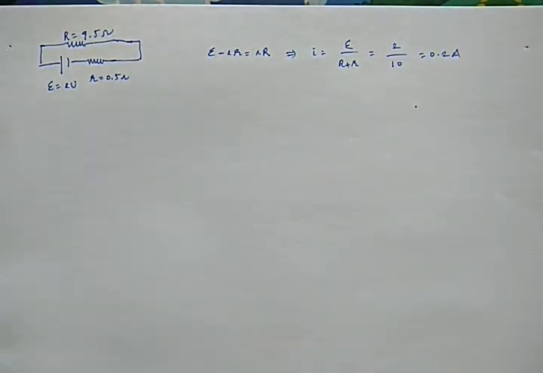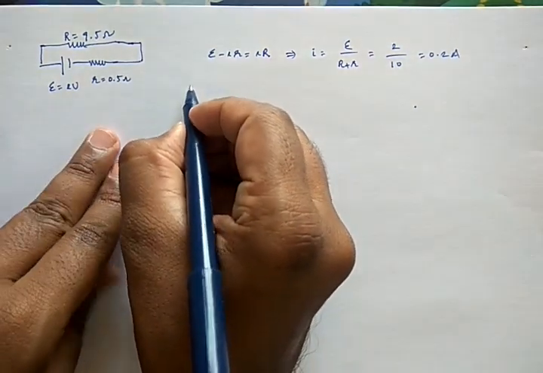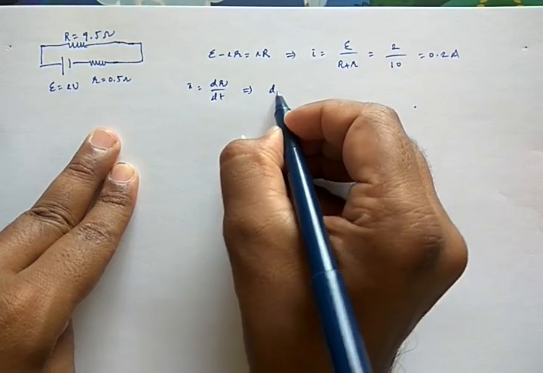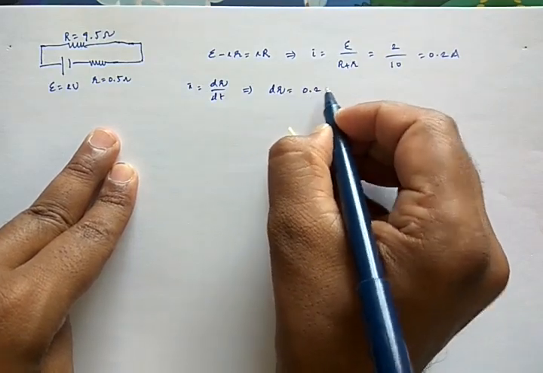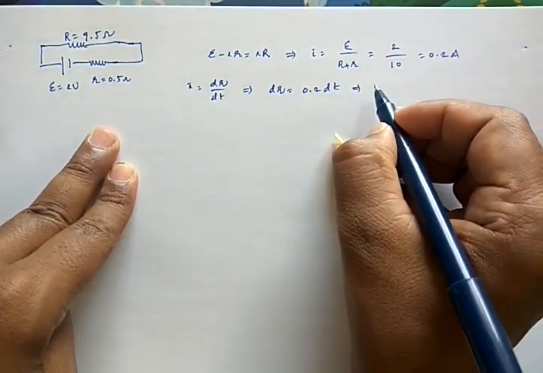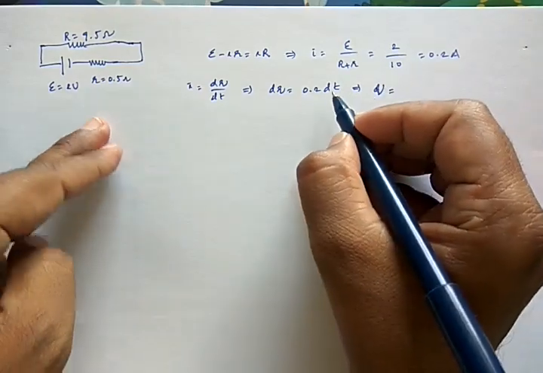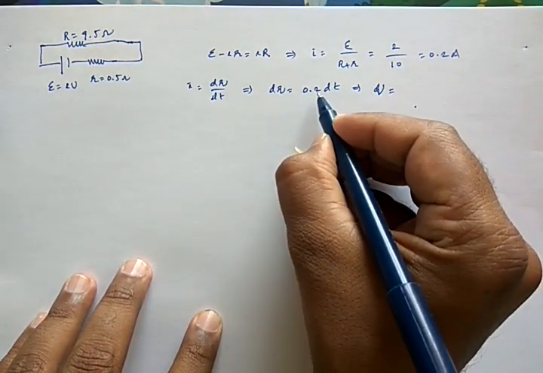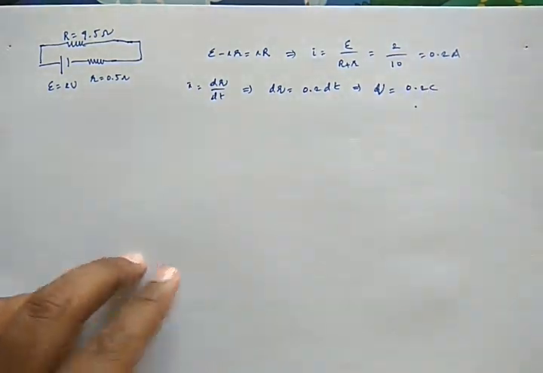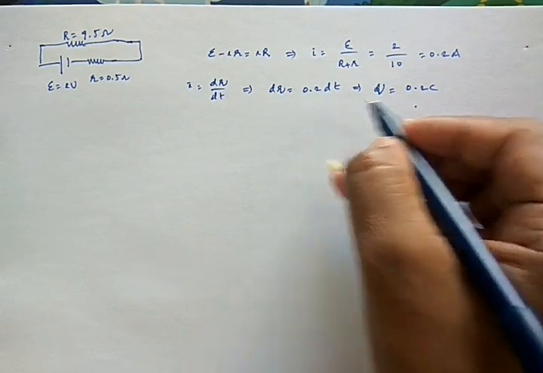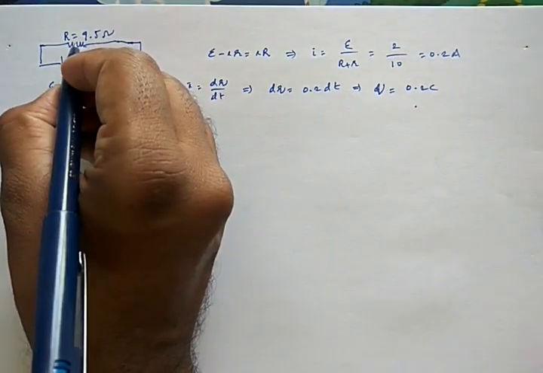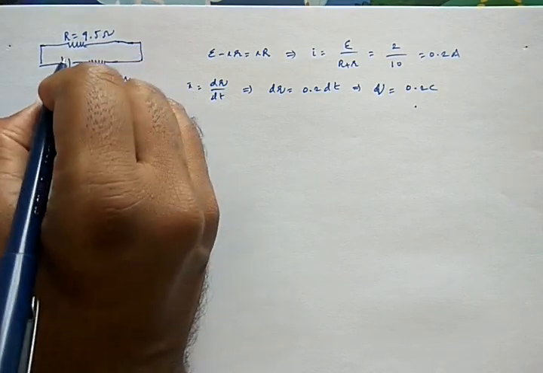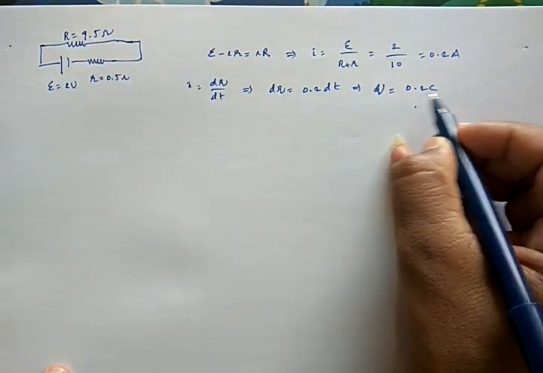If I is 0.2 ampere, then writing I as dq by dt, dq is 0.2 dt, and in 1 second the amount of charge that goes through the cross section is 0.2 coulomb, because dt is 1. So this amount of charge will go through a cross section of the resistance. How many electrons will cross?